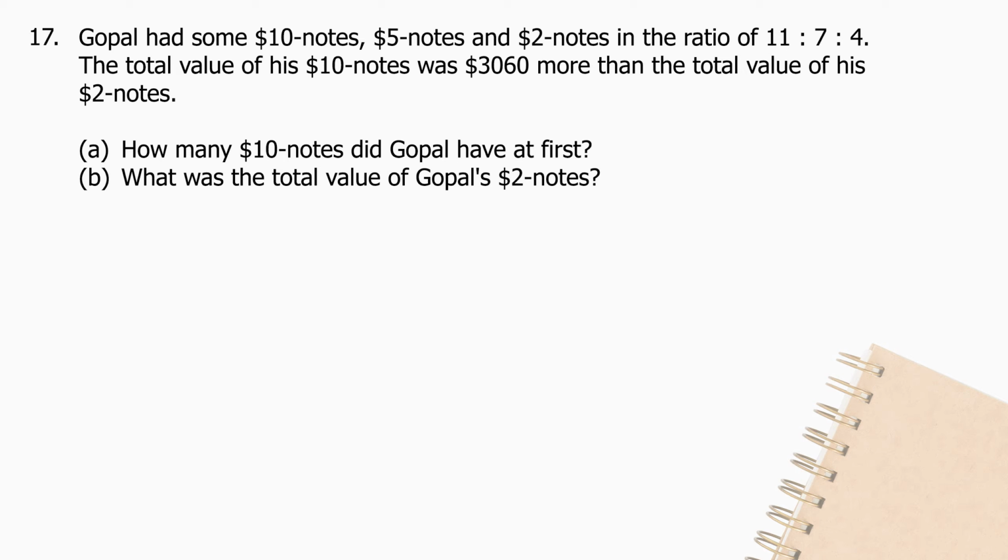Question 17. Gopal had some $10 notes, $5 notes, and $2 notes, in the ratio of 11 is to 7 is to 4. The total value of his $10 notes was $3,060 more than the total value of his $2 notes. A. How many $10 notes did Gopal have at first? B. What was the total value of Gopal's $2 notes?